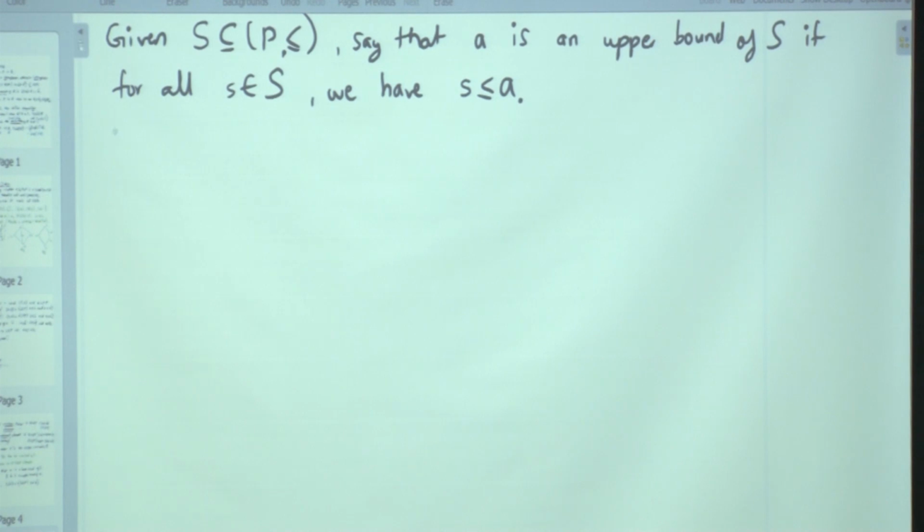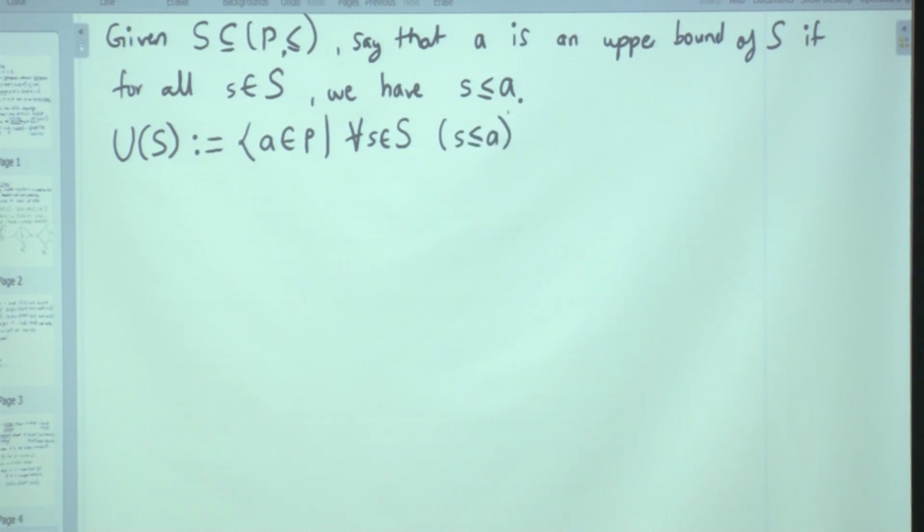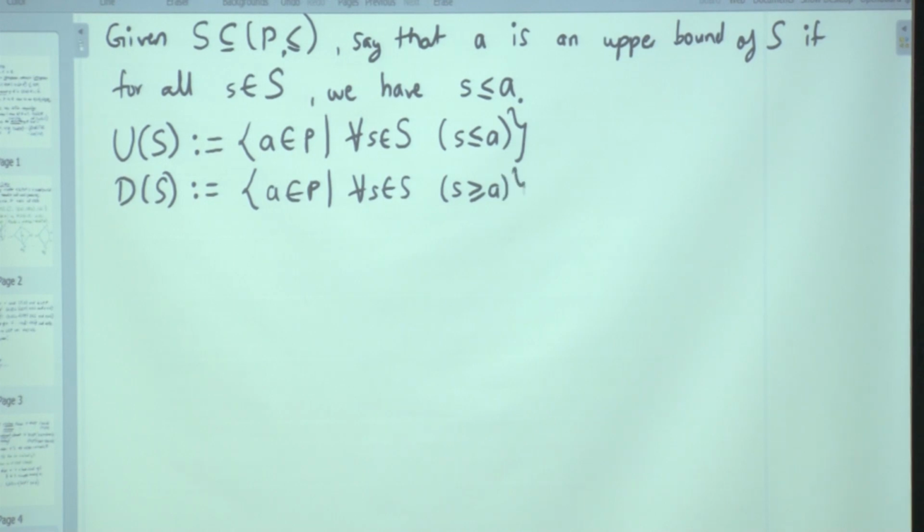Then I can define the collection of all upper bounds of S, all those A's in P such that for all s in S, s is less equal A. And I can define the downset of S, all those A's in P such that for all s in S, s is bigger equal A, or A is less equal s.